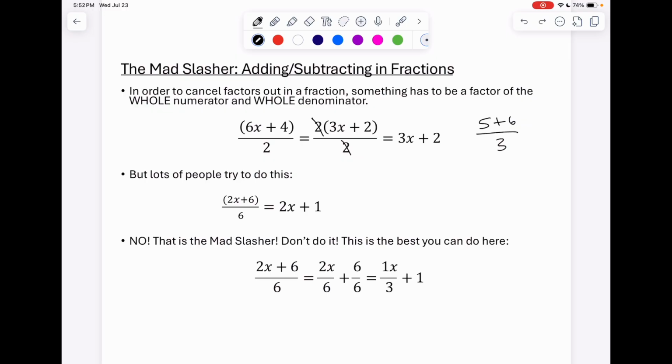Now, here's an example of doing that with algebra. 2x plus 6 over 6. We're like, ooh, I see a 6 and a 6. That'll reduce to 1. Haha, 2x plus 1. No, that's not a good idea. Do not do this.